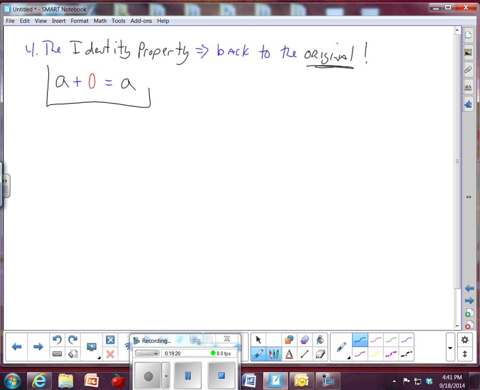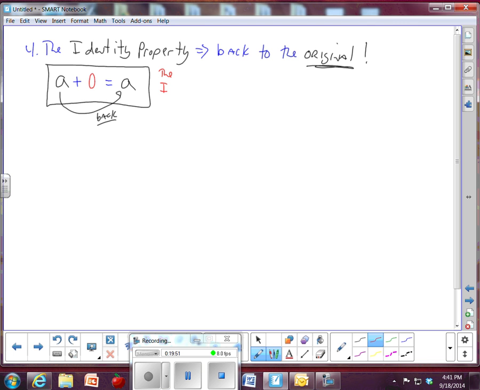See how you're back to the original? We started with an A, we added something to it, 0, and we ended up at A. You're back to the original. That's the identity property. Now, we have a term also associated with the identity property. And there's a number that's called the identity element of addition. And we're going to write that out.